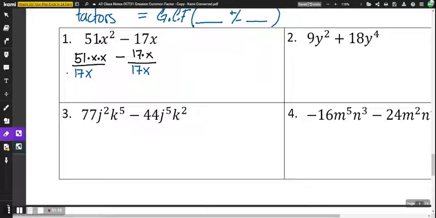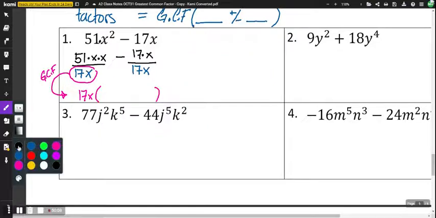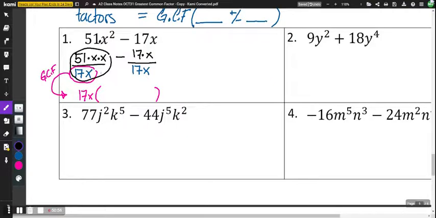Now what I want to do is remember this right here, what I'm dividing by. That's actually my GCF, the greatest common factor. So I'm going to rewrite that 17x. Then I'm going to draw parentheses. And what goes inside the parentheses is the answer from 51x squared divided by 17x squared goes here. I bring down the minus, and then the result of this is going to go right here.